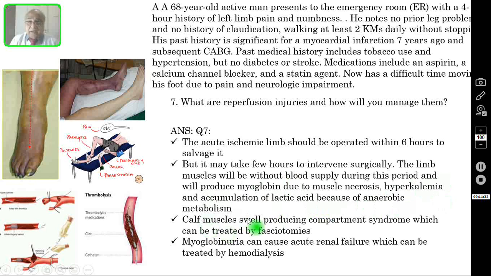Calf muscles will swell, producing compartment syndrome, which can be treated by doing fasciotomies. You have to cut the deep fascia in the calf region, the leg. 3 fasciotomies you have to do because there are 3 compartments, anterior, posterior and lateral compartments. So you have to incise the deep fascia. Myoglobinuria can cause acute renal shutdown or renal failure, which can be treated by hemodialysis. You have to do hemodialysis to remove this myoglobin from the body.